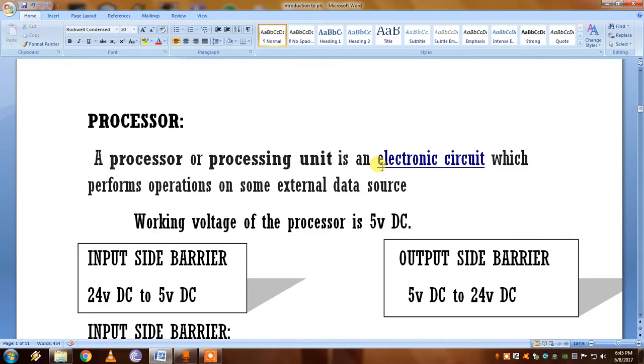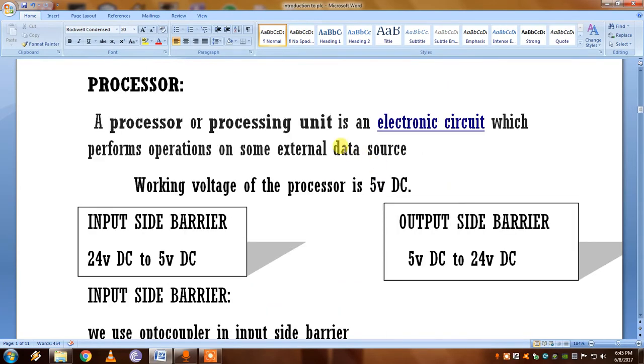Let's go to the processor. A processor or processor unit is nothing but an electronic circuit which performs operations on some external data source. The external data source will be the input and the program that we give. From that, a processor can perform some operations. The working voltage of the processor is 5 volt DC. Then we can see how 24 volt DC goes to 5 volt DC.